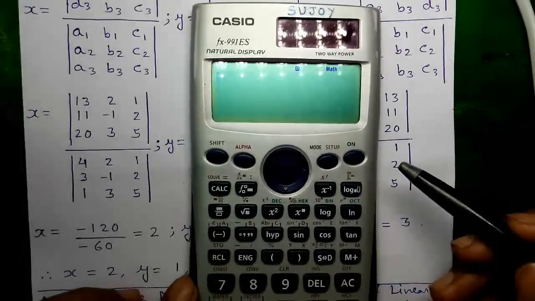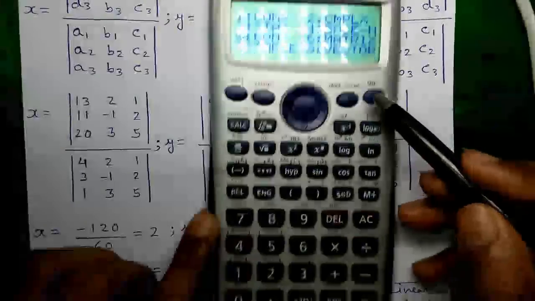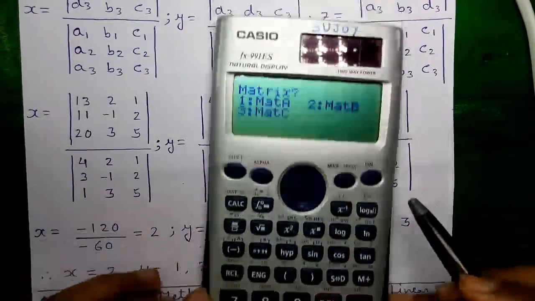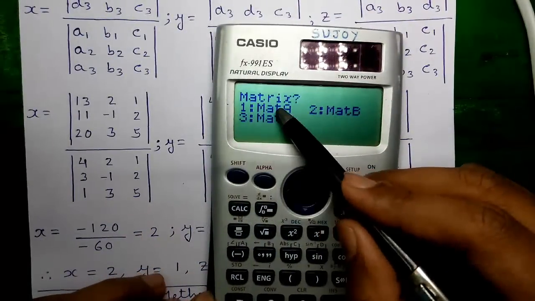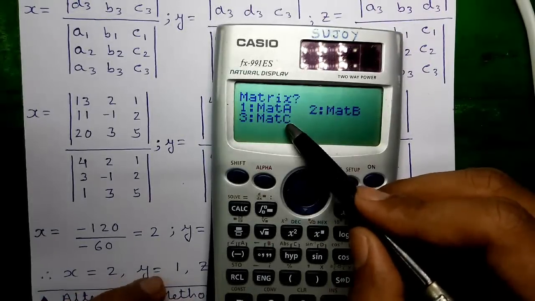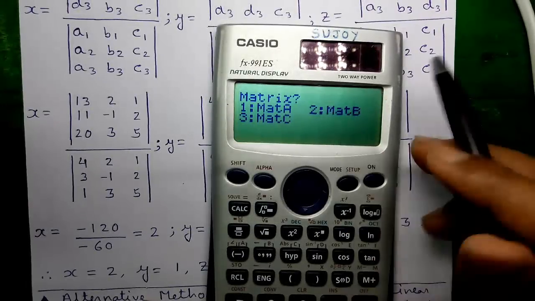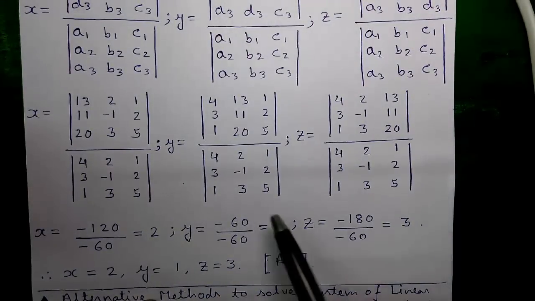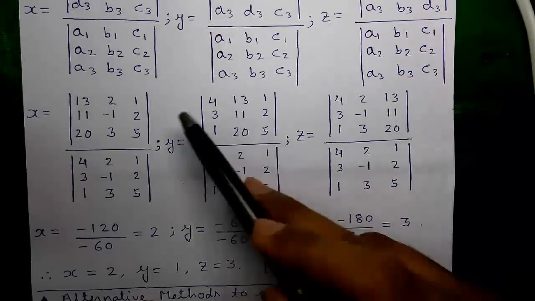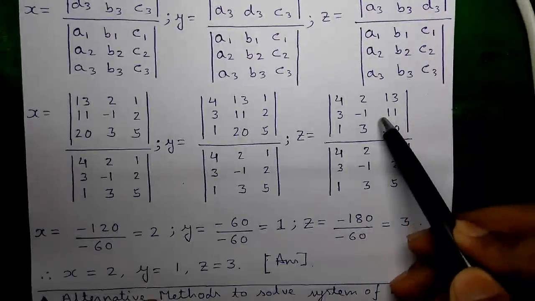So our question is, solve the following equations by Cramer's rule. So the equations are 4x plus 2y plus z equals 13. This is equation 1. 3x minus y plus 2z equals 11. This is equation 2. And x plus 3y plus 5z equals 20. This is equation 3. So let's proceed to the solution.